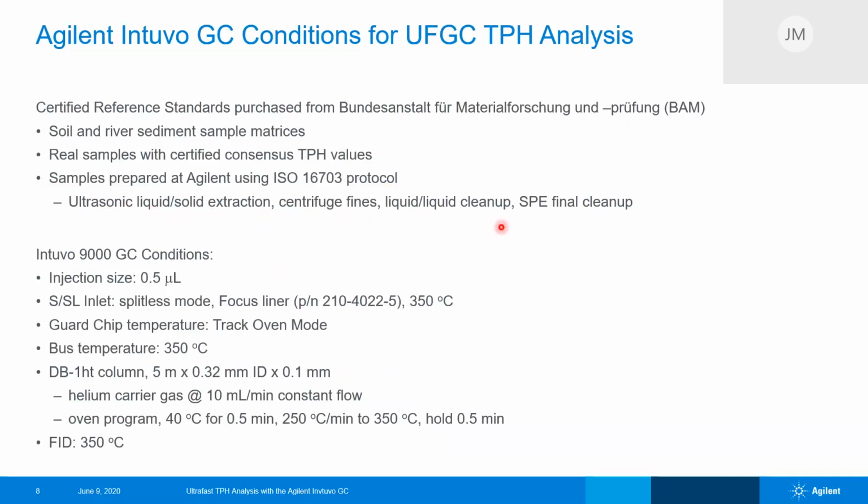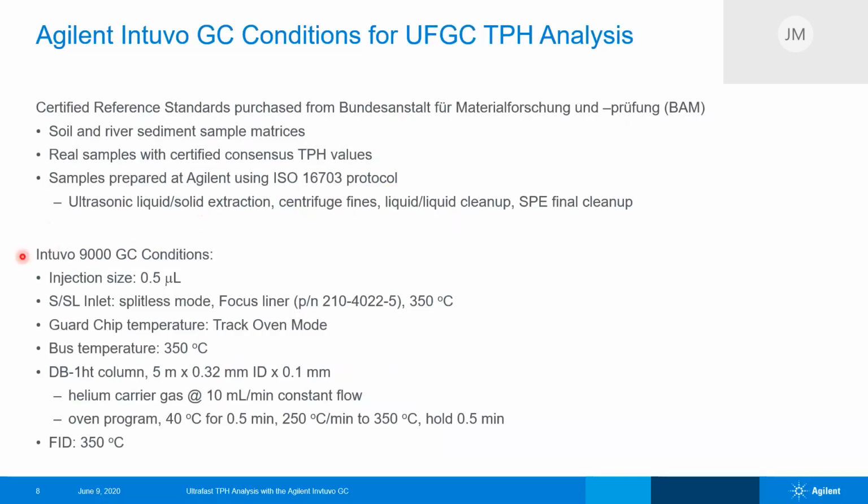And then finally, we're going to be using a solid phase extraction or SPE final cleanup. What this cleanup does is removes all of the naturally occurring organic material that's in these soil and river sediment samples that comes through the extraction process. And so this will eliminate a lot of the background contamination and then just leave behind the hydrocarbons that we're seeking to measure from these samples. So in this case, we're following exactly the ISO 16703 protocol for sample prep.